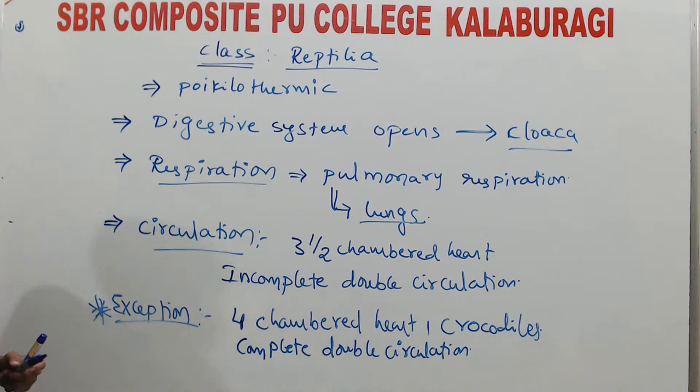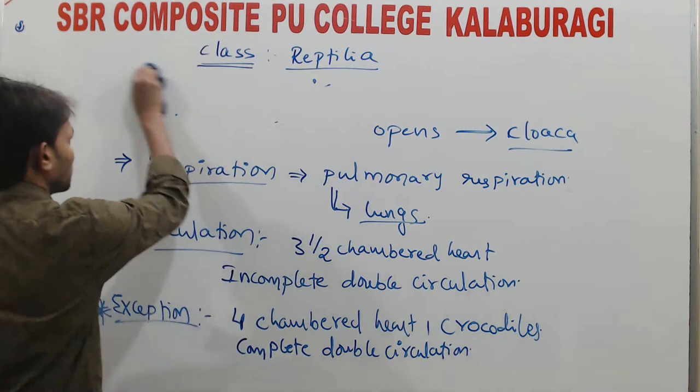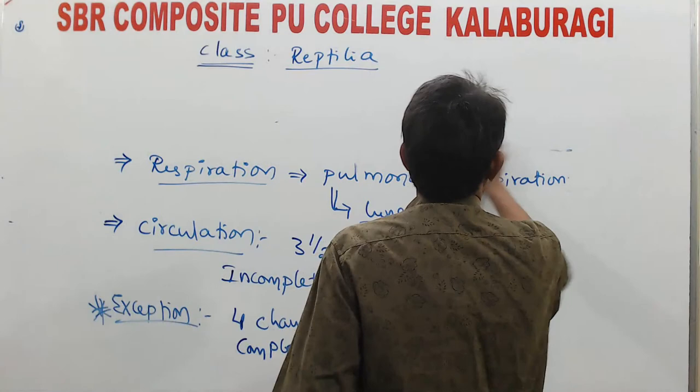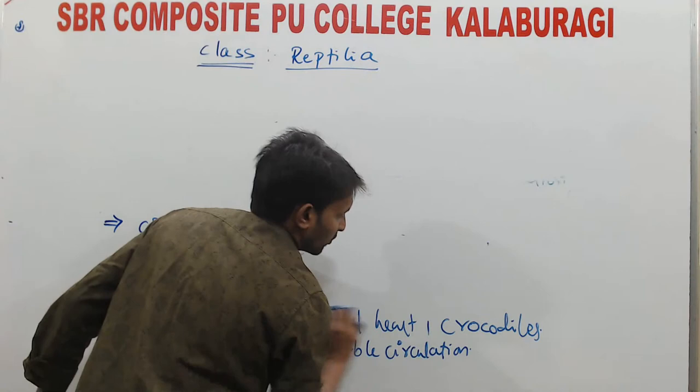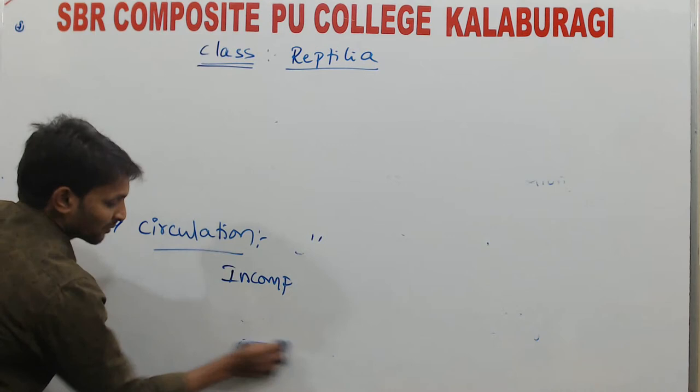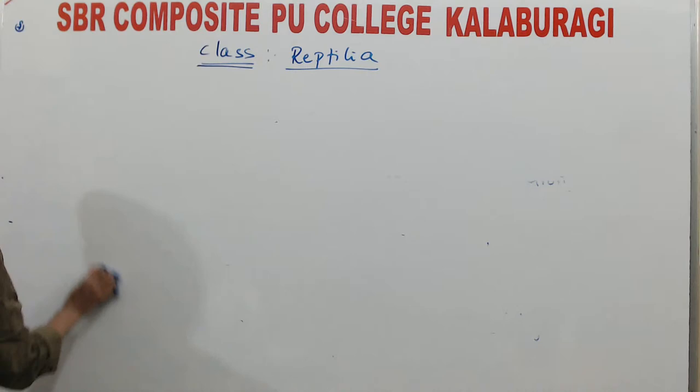Okay, next, excretion. Here the excretory substance is uric acid. Generally reptiles take very little water, so the input of water into their bodies is very low compared to other animals. To conserve water, they excrete a less toxic substance, which is uric acid. But some of the organisms still excrete some amount of urea.